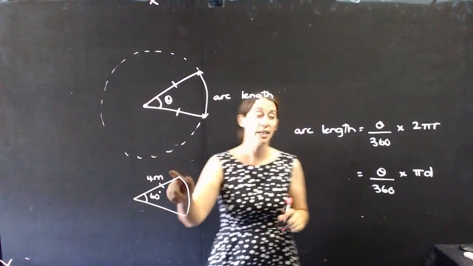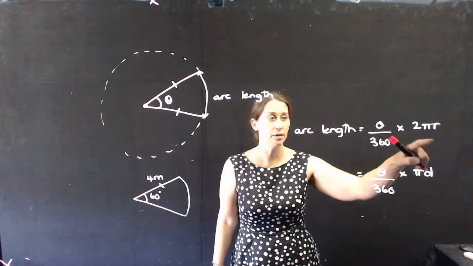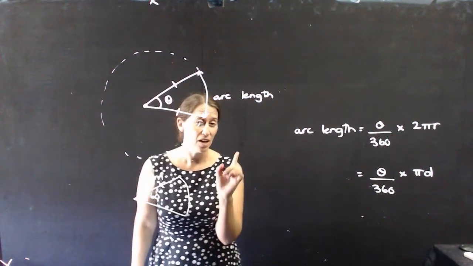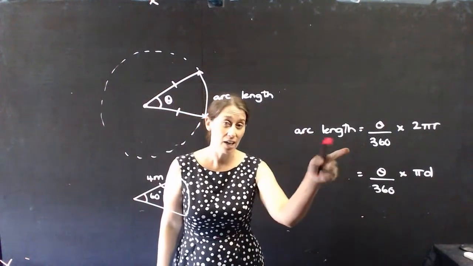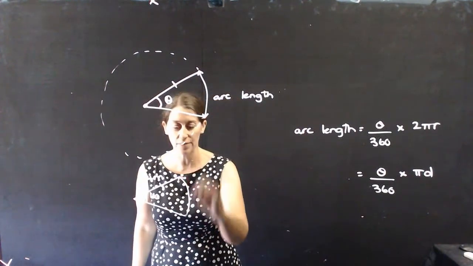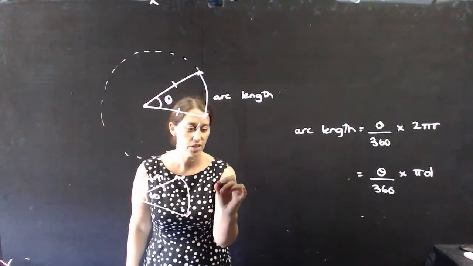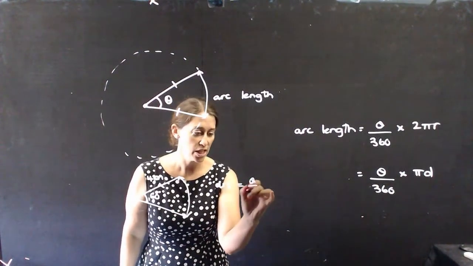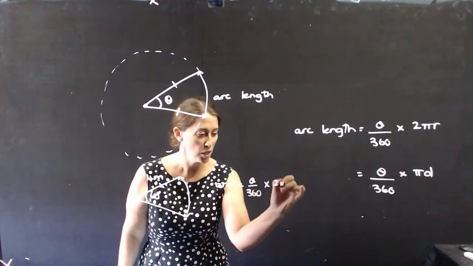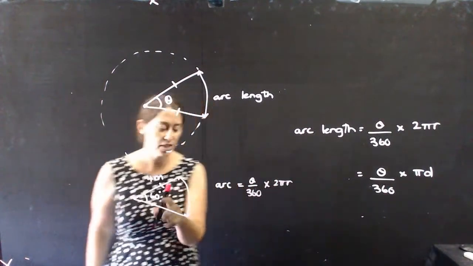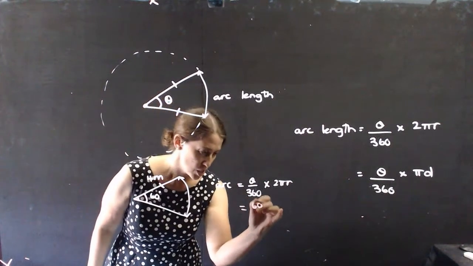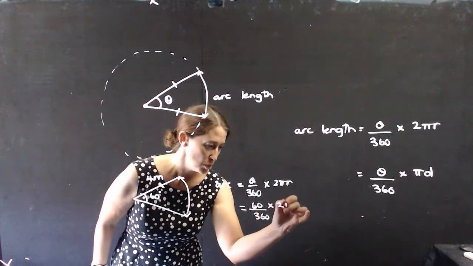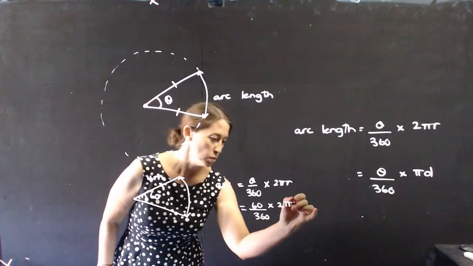Because I have the radius, I'm going to use this formula here. I always write the formula out first, but in order to get the perimeter, I need its arc length. So I need to work out this length first. So I'm going to do that first. Arc equals, the formula is theta over 360 multiplied by 2 pi r. So let's substitute in. We're dealing with 60 degrees, 60 over 360. Now this can cancel down, we'll do that in a minute, multiplied by 2 pi multiplied by 4.